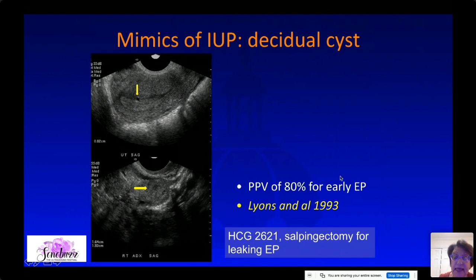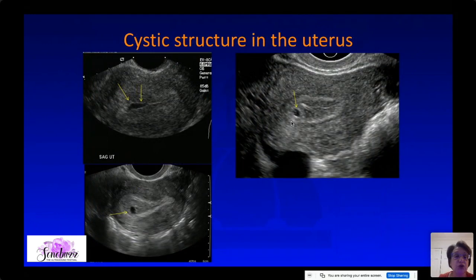In this old paper, Alliance from Winnipeg had thought that they had an 80% positive predictive value for early ectopic pregnancy if you saw this decidual cyst. I have to admit, it's very, very uncommon to see that. So I'm not sure I buy what they say, but I just want to put it out there because it was published.